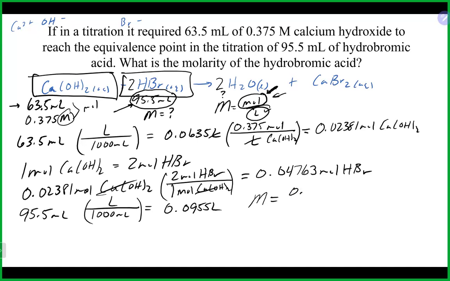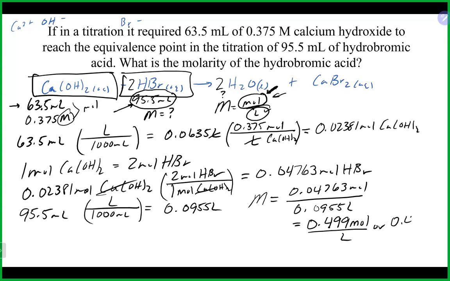The molarity would be our moles up on top divided by our volume for our hydrobromic acid. And that will get us here, looks like 0.499. And you could leave it as one of two ways. You could leave it as moles per liter, or 0.499 M. You could bring back the big M at this point for your HBr.